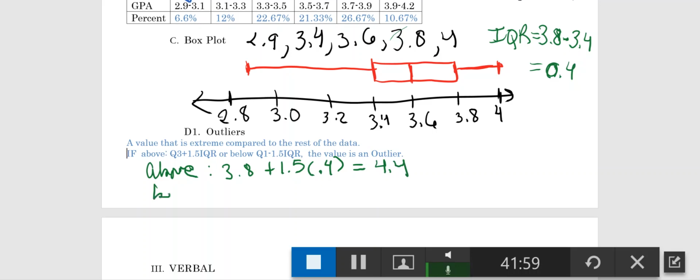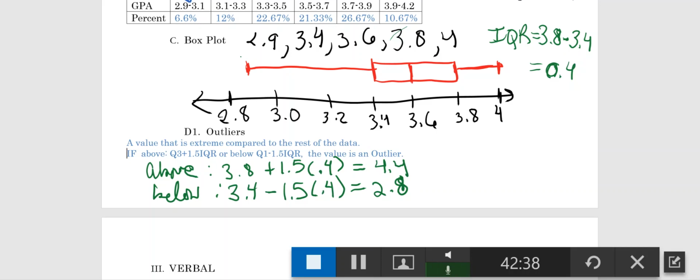And then my lower end, my below, is going to be 3.4, that's my first quartile, minus 1.5 times 0.4. Just keep in mind the IQR, that's where that 0.4 came from. Then you do your subtraction, and you get 2.8. Woohoo! So this 2.9, or the few people that got 2.9, are just barely skating into the safe zone, because 2.8 is where we make the cutoff for when it's going to be unusual. So if I had somebody who had like a 2.5 in this data, that would be an outlier.